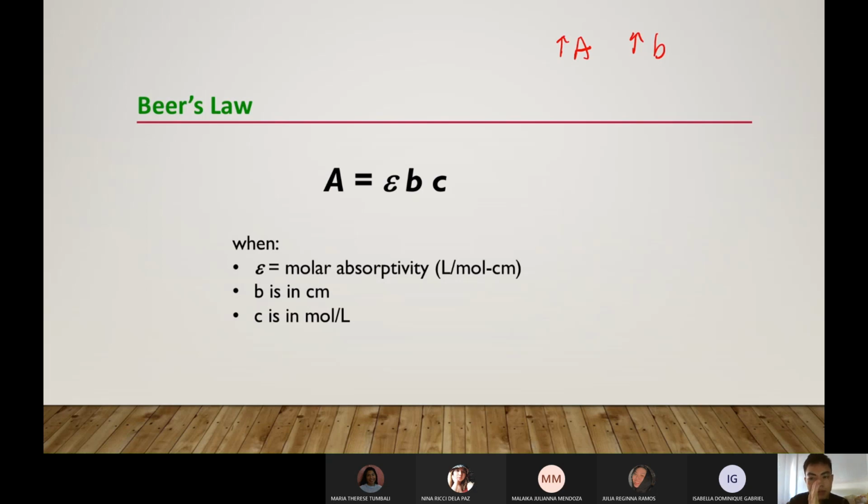Ibig sabihin, mas marami siyang particles na dadaanan, kaya mas maraming ma-absorb. Okay? So yun ang idea. And since mas marami siyang particles na madadaanan, ibig sabihin mataas yung concentration. However, if maliit yung path length mo, tas onti lang yung concentration ng species mo, onti lang din yung absorbance niya. Okay? So, yun yung relationship nila.